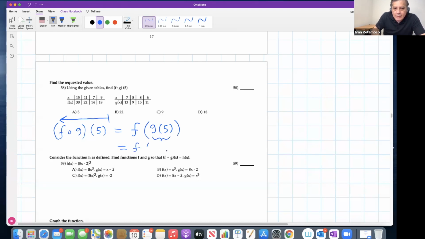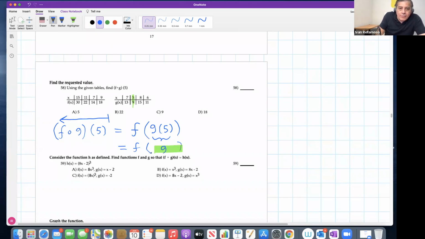Looking at this table, anybody could tell me what is G of 5? Looking at the G table. Ali, very good. Excellent. Yeah. Look, G of 5, looking at the G table, it's the G table, right? Now this G of 5 is 9. It's there, 9. So let's put here 9.